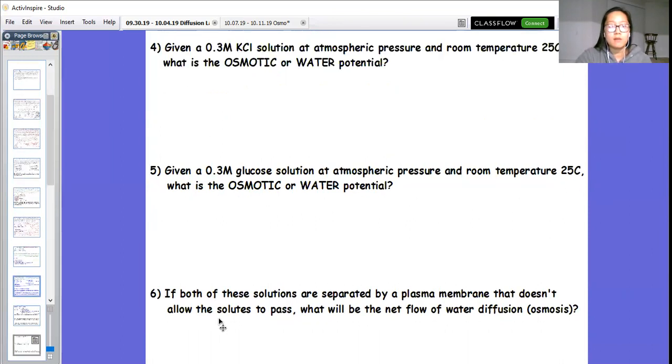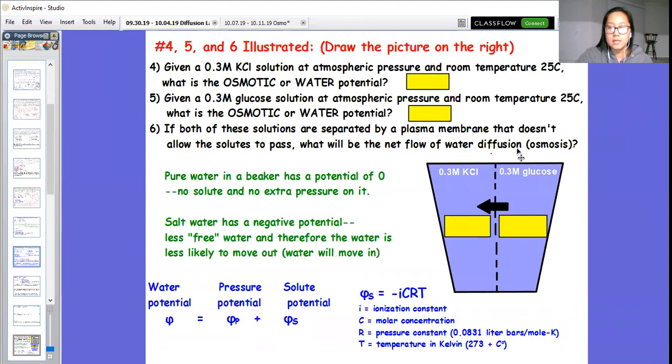You also have 4, 5, 6, which is the same idea, 1 solution, 2 solutions. And number 6, if you put these 2 solutions next to each other with a semi-permeable membrane, which way will the water move? To the KCl or to the glucose? This is kind of the picture of the setup I meant. So you're going to take these 2 solutions and pour them into one side of a barrier and then the other side of the barrier, and you're going to tell me which direction it moves.